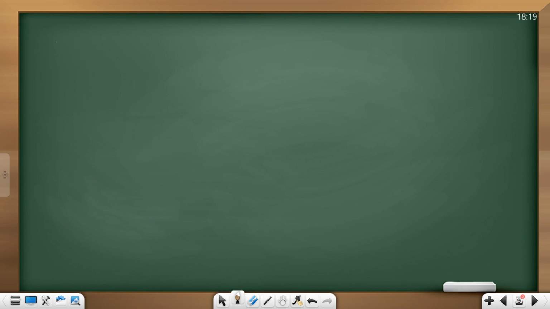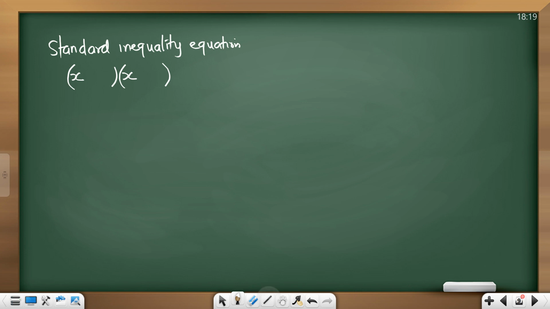Make sure you write a standard inequality equation. What do I mean by standard? Please, let your bracket start with x. Positive x. That is standard. Whatever you do, if you want to simplify your life, make sure it is standard there, starting with x.